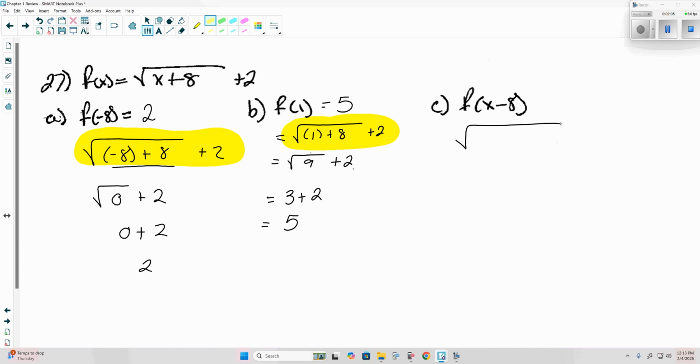And the last one, we have x minus 8 plus 8 plus 2. Or -8 plus 8 would be 0, leaving us with just the square root of x plus 2. And that doesn't simplify any further.